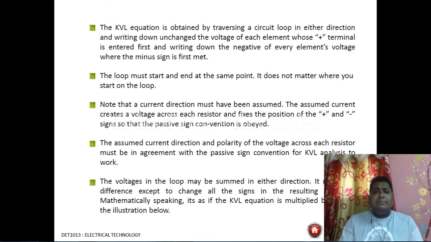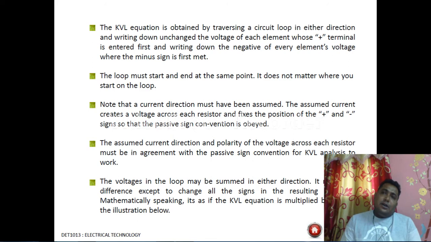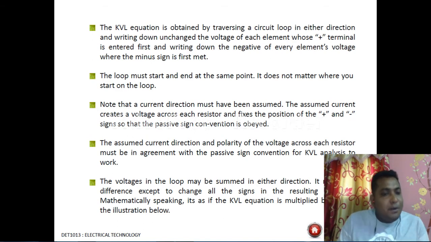Note that a current direction must have been assumed. In this case we are going to assume the direction of current, but sometimes it appears that after we have assumed some direction, we have calculated the loops, we have resolved the loops, and after that whatever the current value is, we find out that the value is negative. So in that case we have to think that the current value cannot be negative. So why is there a negative? The negative signifies that the current direction is originally opposite. So that means if we assume some current direction, and after the calculation that particular current value is negative, then we have to think that the current is originally in the opposite direction.